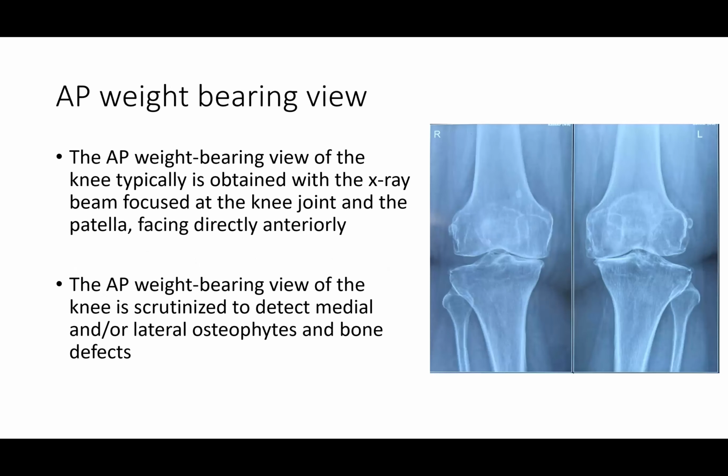The AP weight-bearing view is typically obtained with the X-ray beam focused on the knee joint and the patella facing anteriorly. It is scrutinized to detect medial or lateral osteophytes and bone defects.